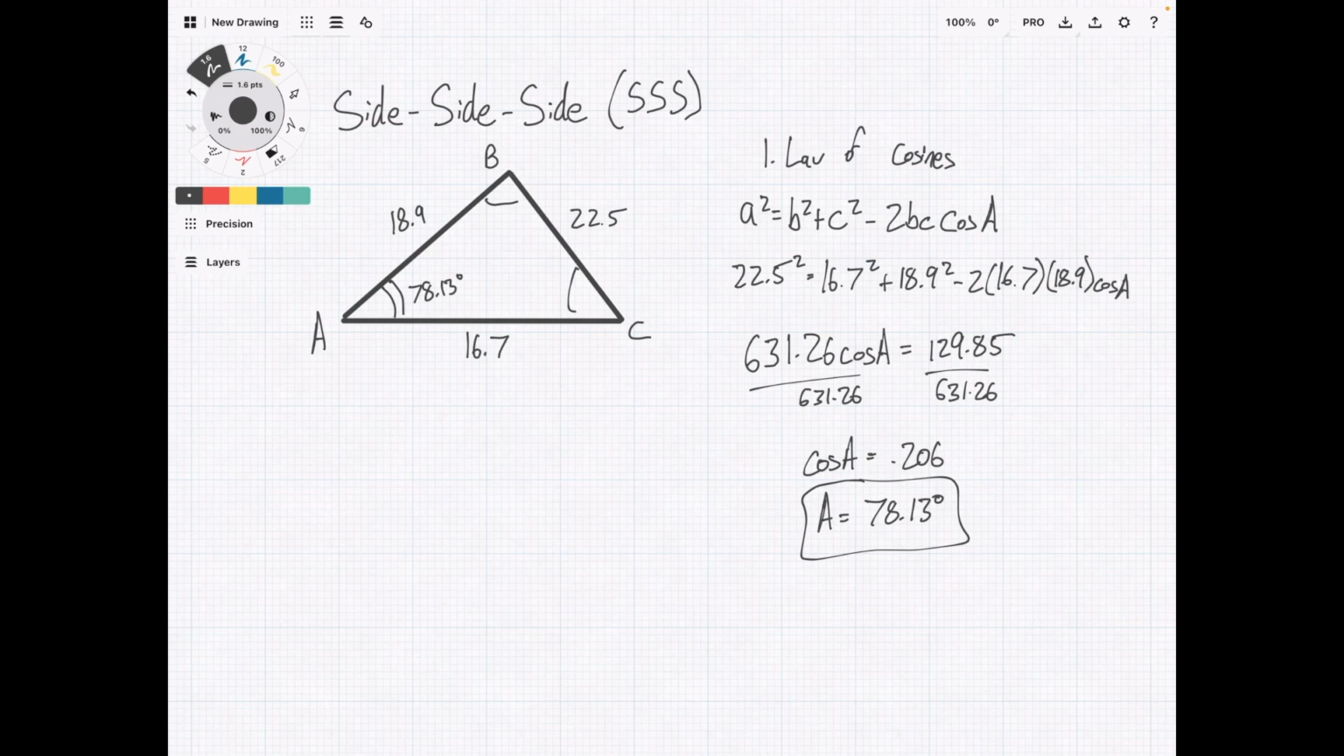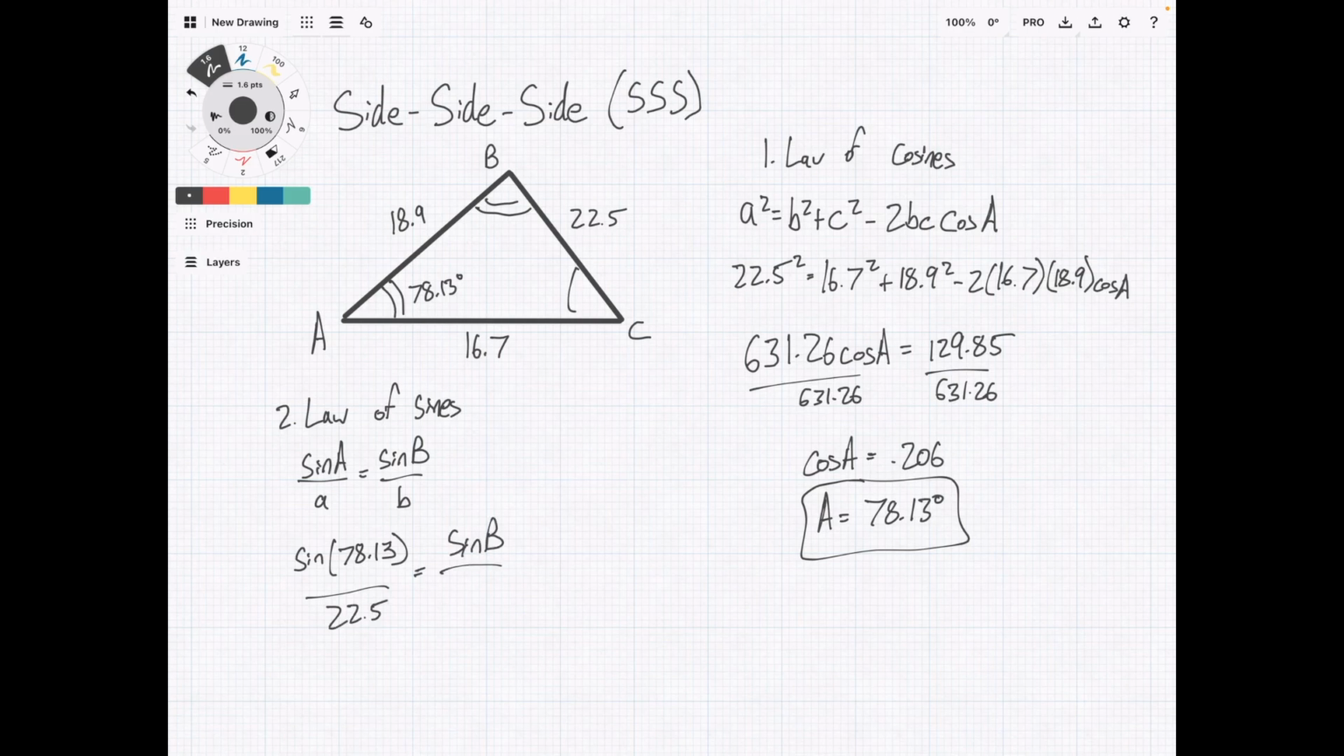Now, step 2, we used the law of cosines once, so we're basically done with it. Now we're going to move on to using the law of sines. And here we want to find angle B. So let's set up the law of sines. Sine of A over A equals sine of B over B. Plug in our values. Sine of 78.13 over 22.5 equals sine of B over 16.7. Then we're going to get sine of B equals 0.726. And using the arc sine, we can find that angle B is 46.58 degrees.